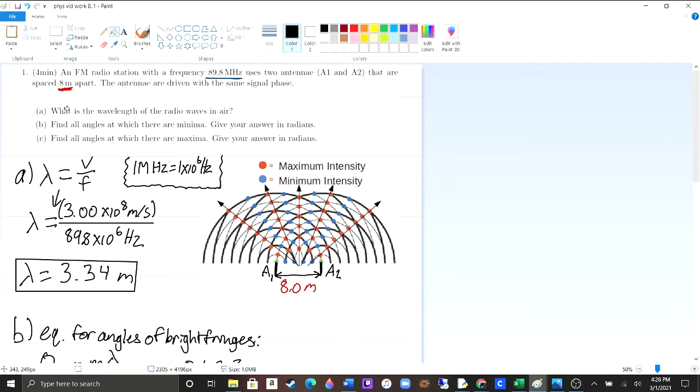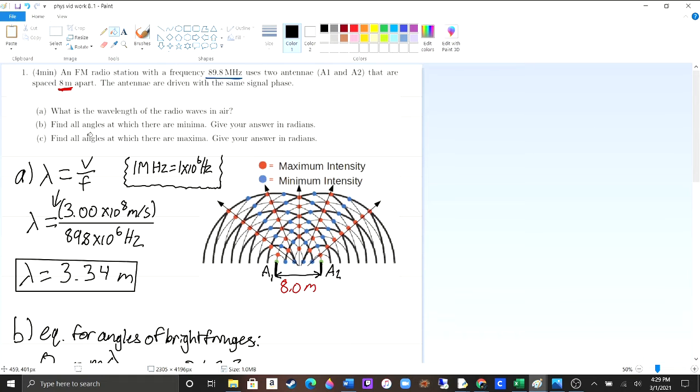For part A, we're asked what is the wavelength of the radio waves in the air. So this part is very simple. All we have to do is use the relationship between wavelength, velocity, and frequency. And we know that 1 megahertz is equivalent to 1 times 10 to the 6th hertz. So we can plug that in. We use the speed of light for our velocity, so 3 times 10 to the 8th meters per second. And then we divide it by our frequency, which is 89.8 times 10 to the 6th hertz, and we get a wavelength of 3.34 meters.